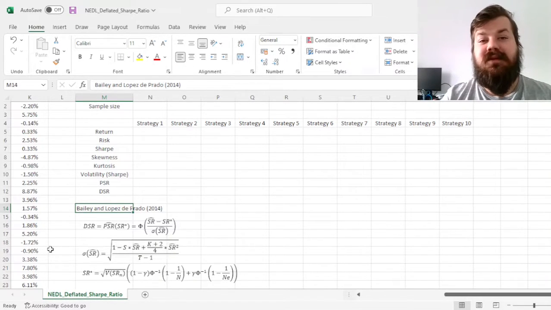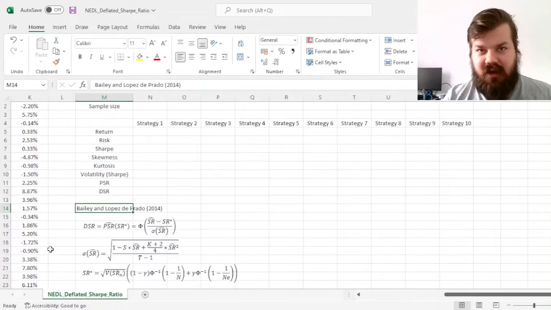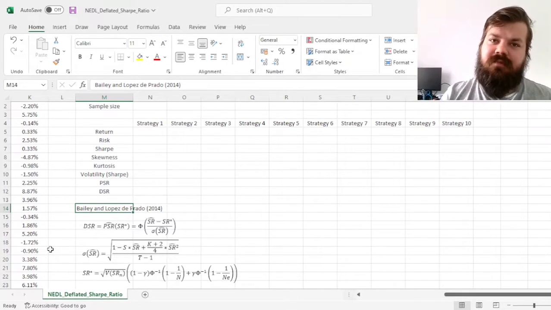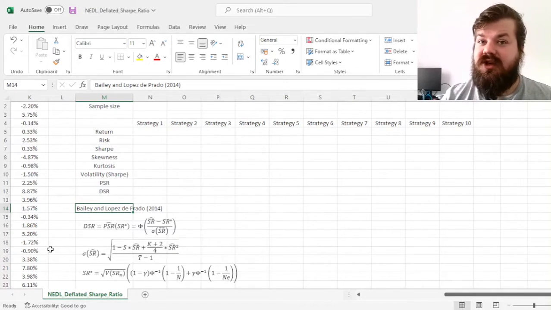The key concept behind the deflated Sharpe ratio is that when we are testing for the significance of outperformance for a particular strategy, we need to take into account both its return distribution, which means fat tails or the skewness, the asymmetry of the return distribution, as well as the number of tests that we have undertaken, the number of strategies we have tested before we arrived at the optimal one.